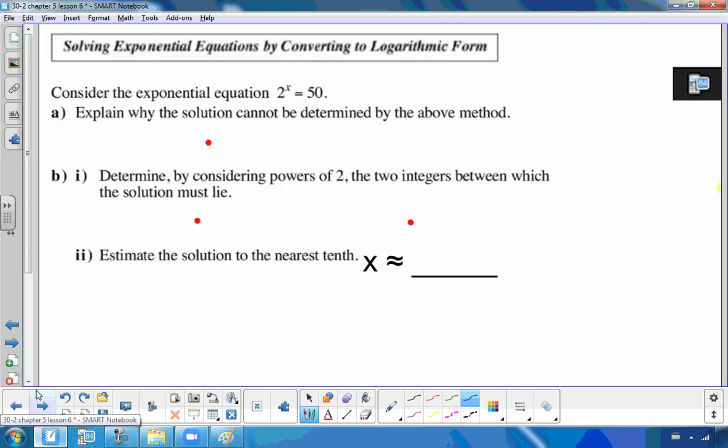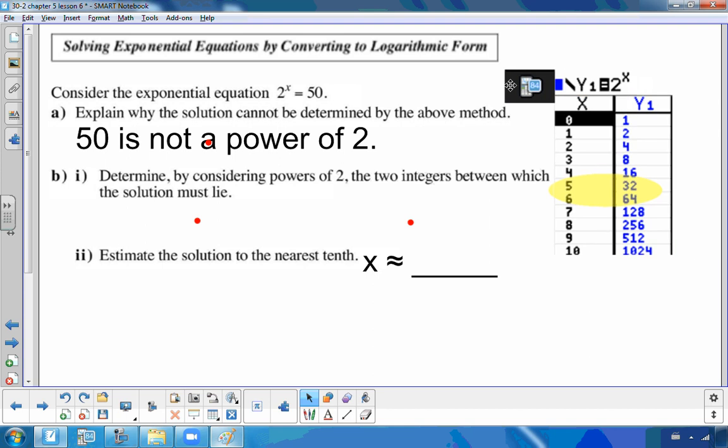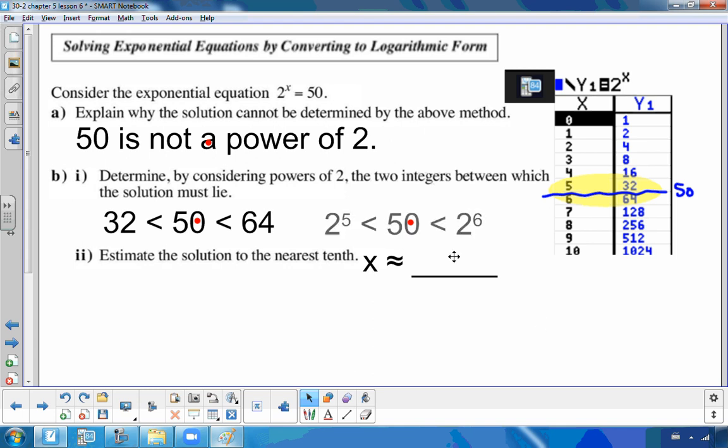Okay, let's look at a question like 2 to the x equals 50. Now, this cannot be written as a common base of 2. So the solution can't be written using powers of 2 because 50 is not a power of 2. If we look at our powers of 2, 50 is in between 32 and 64. So I know that 50 is in between 2 exponent 5 and 2 exponent 6. I think 50 is closer to 64, so x will be closer to 6.